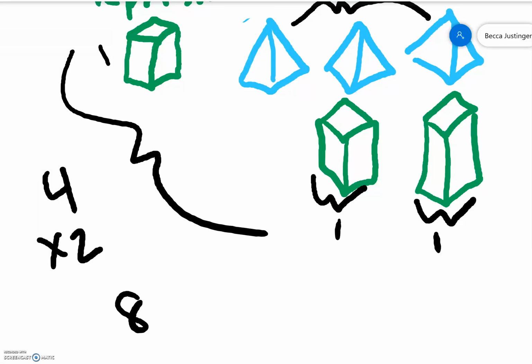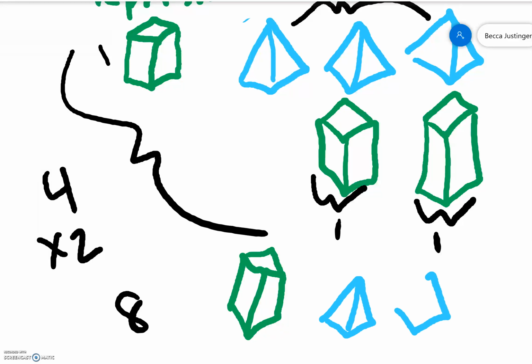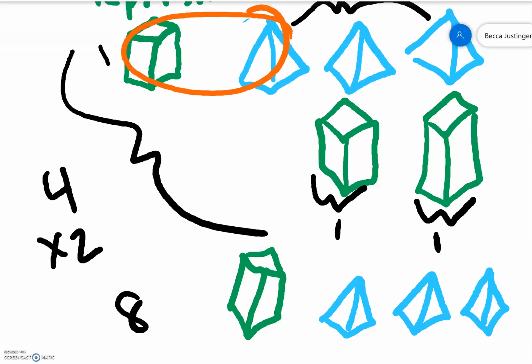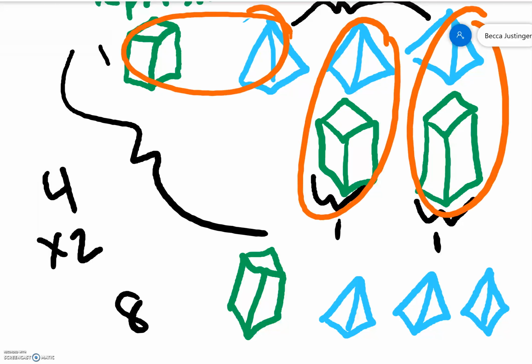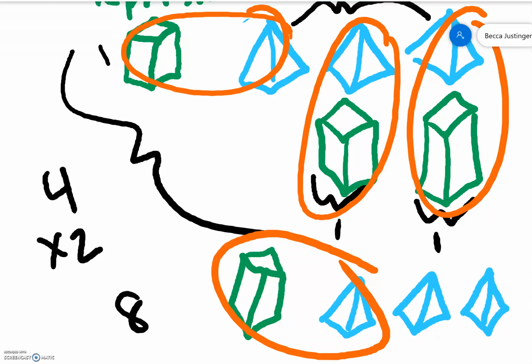So then, let's see. I have 2 bags left, so I can use one bag to make another prism and another bag to make some more pyramids. So essentially, I can use 10 bags to make 1, 2, 3, 4 groupings, and I'll have 2 pyramids left over.